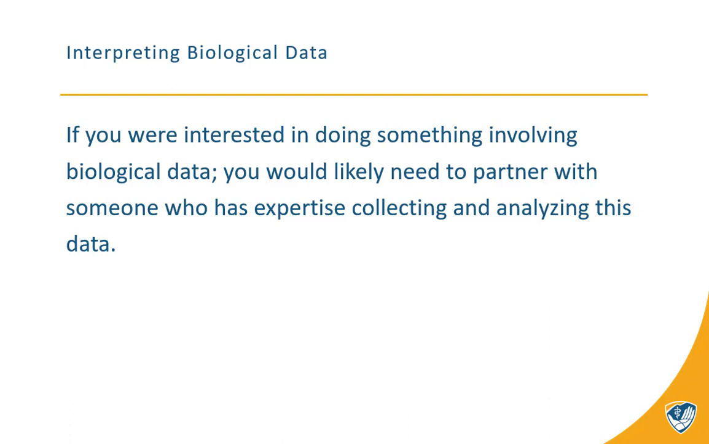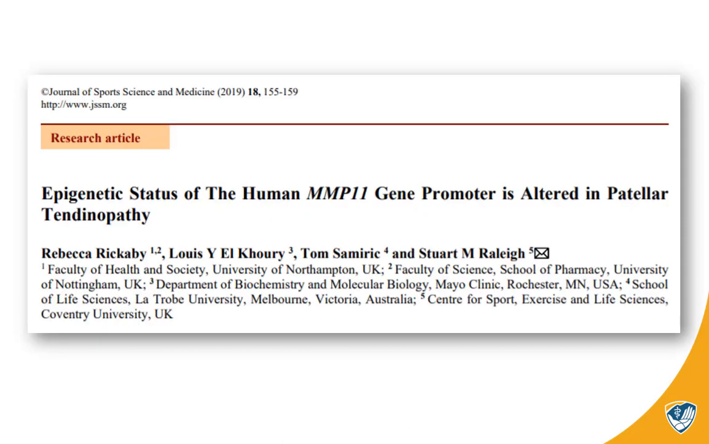If you are interested in doing something involving biological data, again, you'd likely need to partner with somebody who has expertise in collecting and analyzing this type of data. Talked about this one previously. Epigenetic status of the human MMP11 gene promoter. It's altered in patellar tendinopathy. This is another type of example of where you might need to partner with somebody in order to look at this as a potential risk factor.